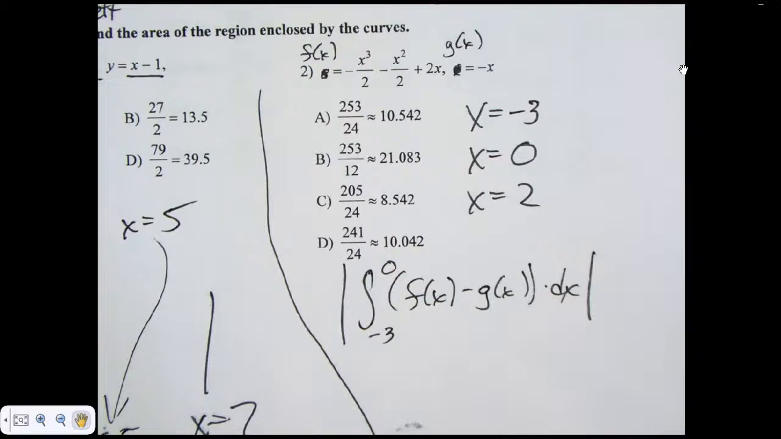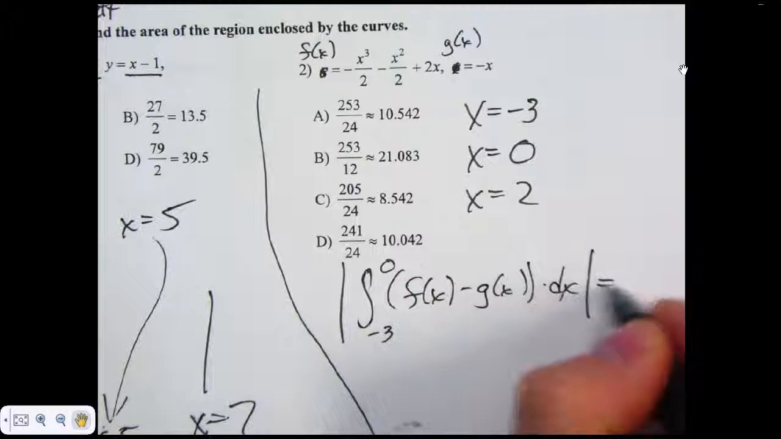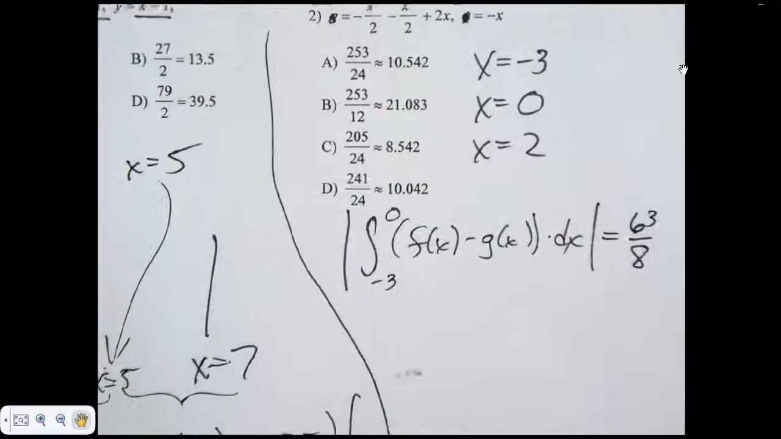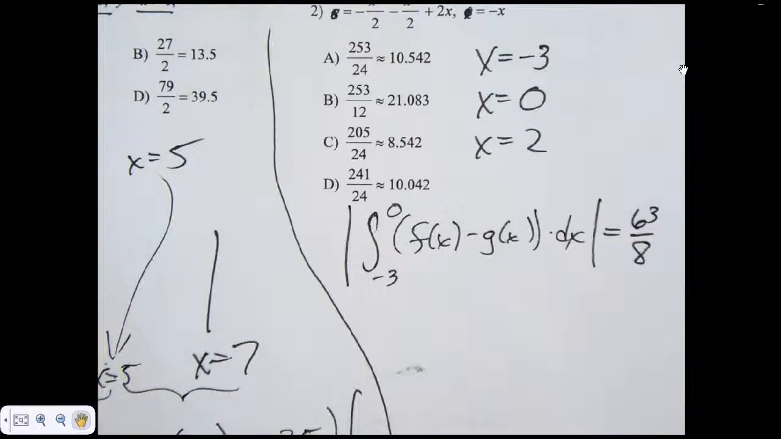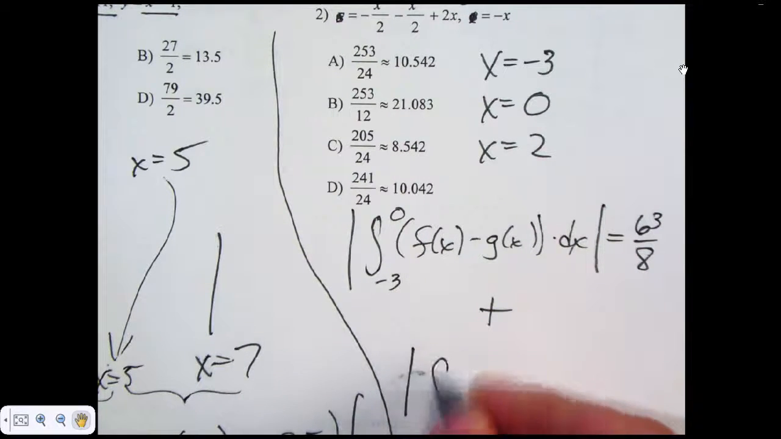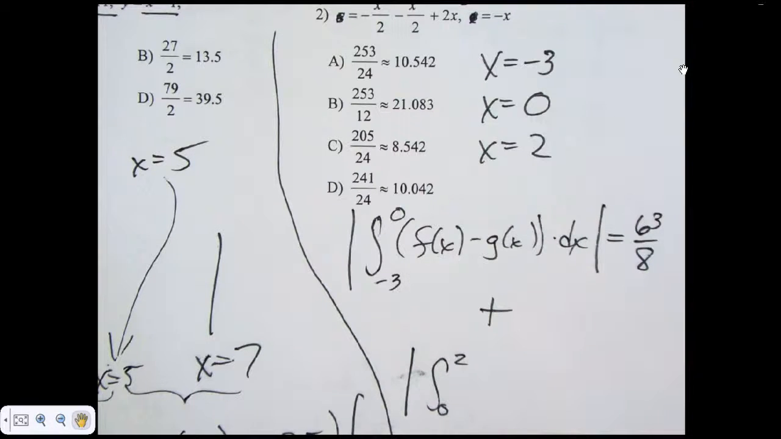-63/8. Anybody? Yes. So what do I put? Positive 63/8, right? So I guessed wrong, but I don't care. Plus the integral from 0 to 2, absolute value of the integral from 0 to 2.